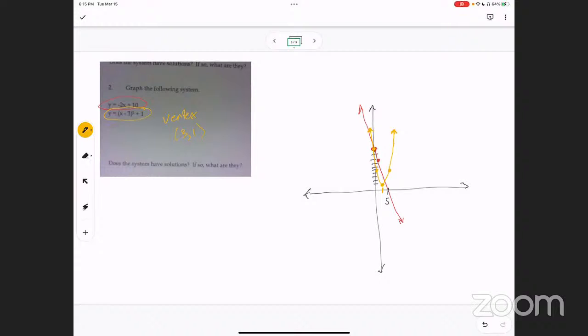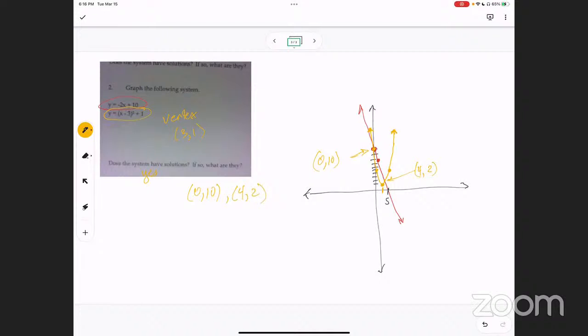Okay, get how that worked? Now it didn't ask us. Oh yeah, it does ask us. Does the system have any solutions? Yes. And what are they? So the solutions are, there's one of them, 0, 10, and here's the other one, 4, 2, because I could see on the picture that that's what it is. So 0, 10, and 4, 2. Those are my two solutions.